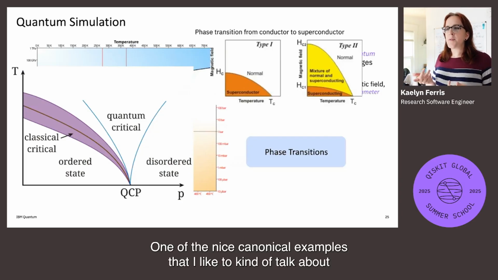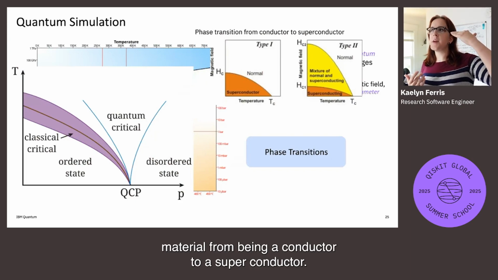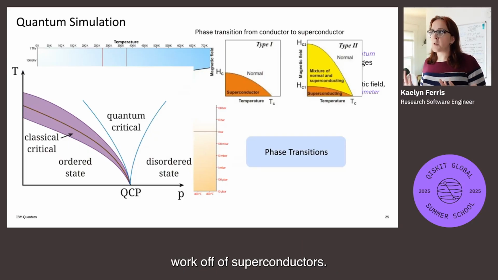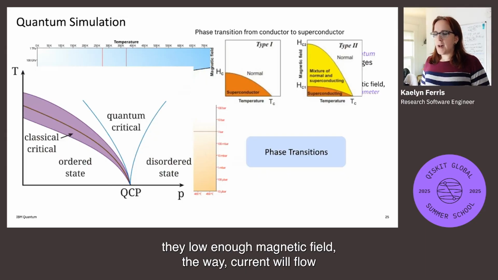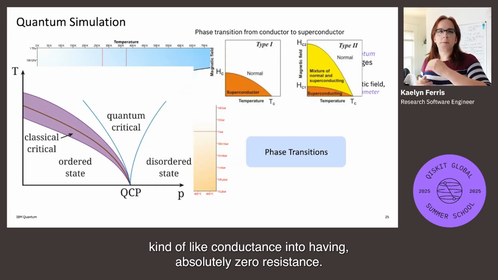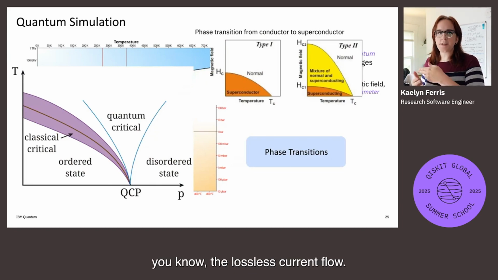One of the nice canonical examples that I like to talk about with quantum phase transitions is the transition of a material from being a conductor to a superconductor. You may be familiar with this, as quantum computers work off of superconductors, where at a low enough temperature and a low enough magnetic field, the way current flows through a material changes from regular conductance into having absolutely zero resistance, and you have essentially lossless current flow.